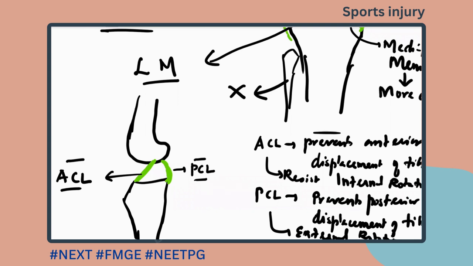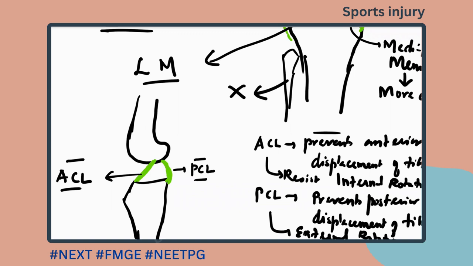And just imagine this is your knee joint. So this is the tibia and this is the femur. This is the front part, the anterior part, and this is the posterior part. So this tibia has to stay here. If it is not coming anteriorly, what is the ligament which is preventing anterior displacement? It is the ACL, anterior cruciate ligament. If it is not going posteriorly, what is the ligament that is preventing this?